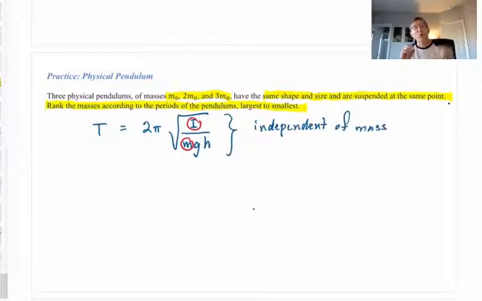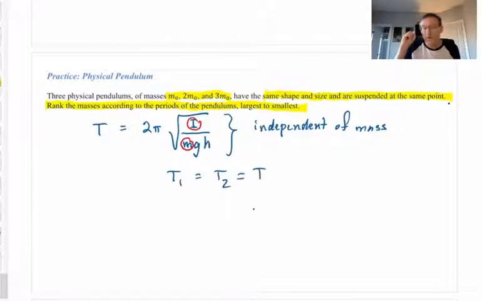And since we're told that the 3 pendulums have exactly the same shape and size and are suspended from the same point, they're all going to have the same period. So the period of pendulum 1 will equal the period of pendulum 2 will equal the period of pendulum 3.